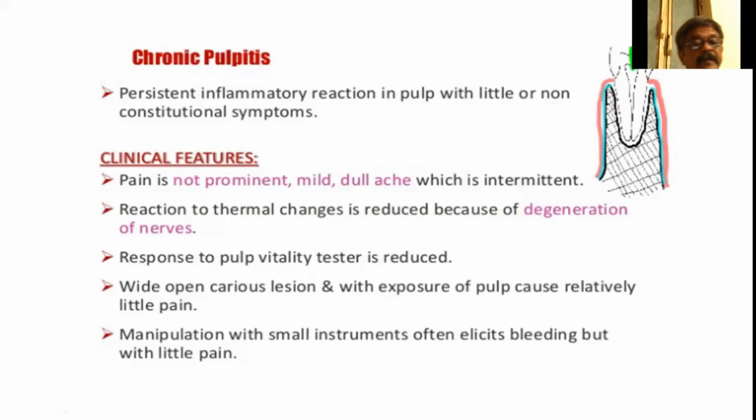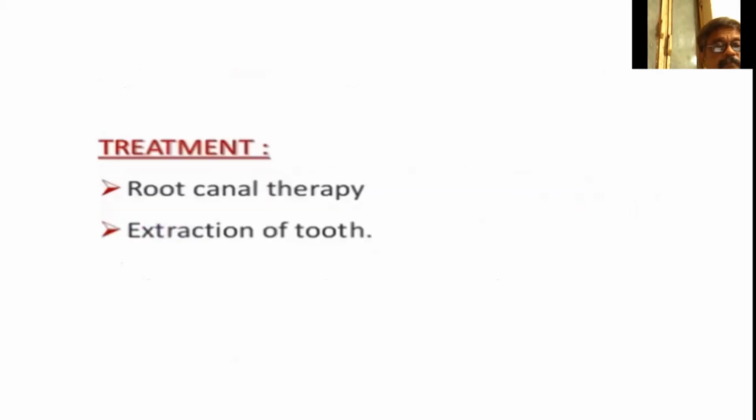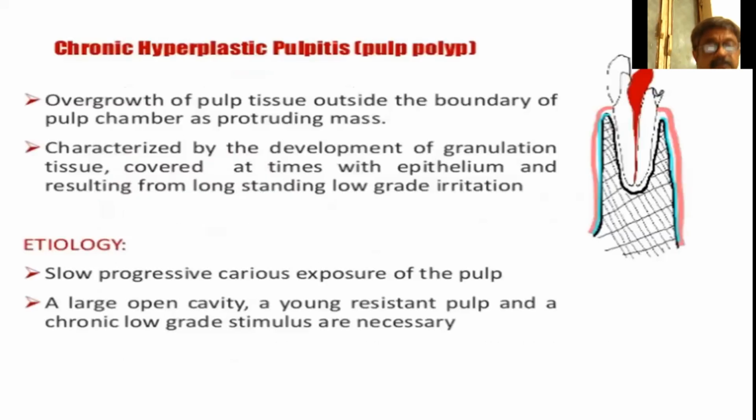Response to pulp vitality is reduced, है ना, because कोई pulp बहुत दिनों से infected हो रही है इसलिए. The wide open carious lesion with exposed pulp causes relatively little pain. Manipulation with small instruments often elicits bleeding but with little pain. Treatment again same, root canal therapy, or if not possible or it is a failure, then the tooth has to go for extraction.